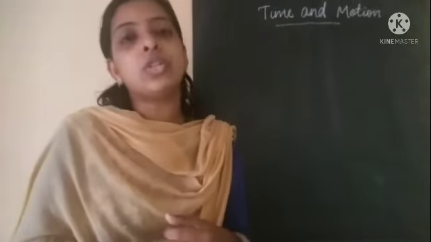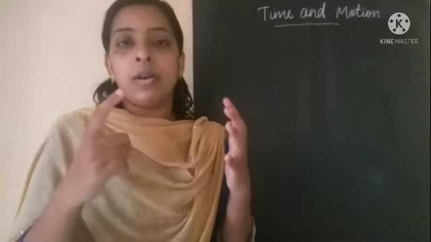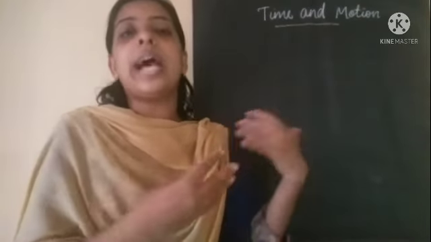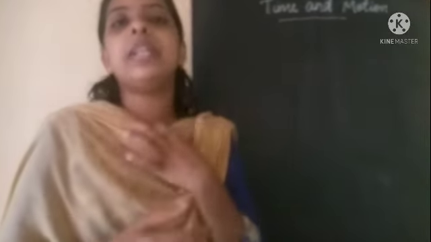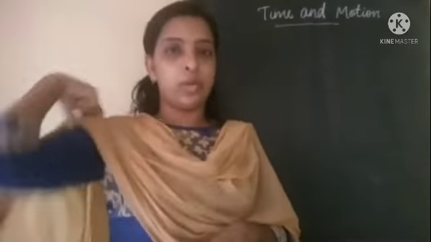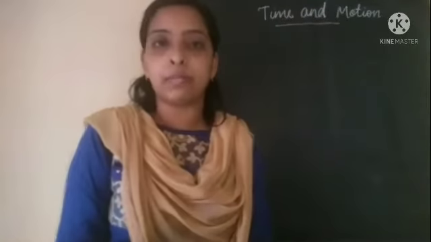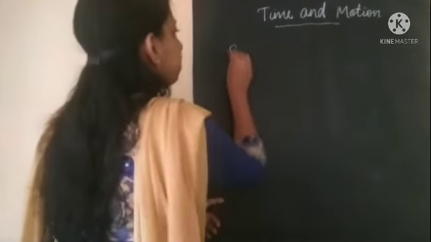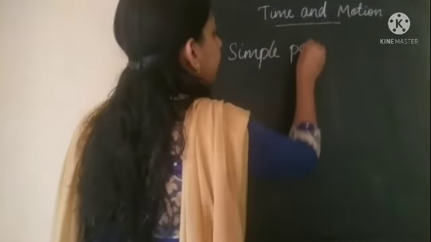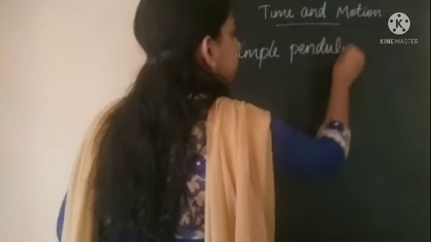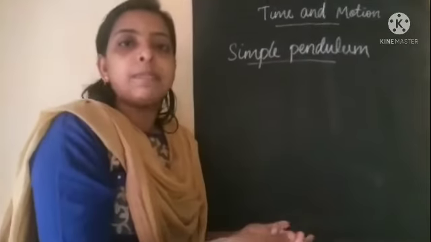And now we are going to learn about a simple device whose working is actually on the basis of periodic motion. That instrument is the simple pendulum. A simple device which works on the principle of periodic motion, and its name is simple pendulum. It is one of the important things. Okay, what is a simple pendulum?